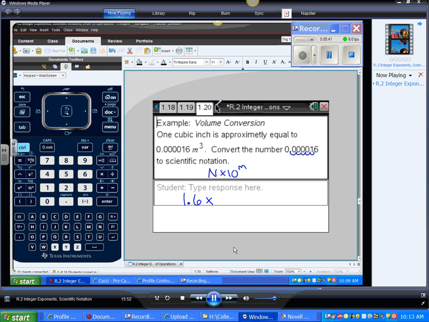Okay, and so now we have 10, and since we moved it 5 places, it's going to be to the negative 5 because that number started off smaller. Okay, one more scientific notation.